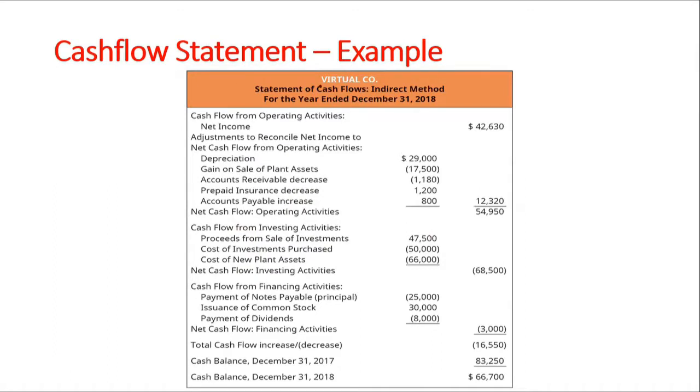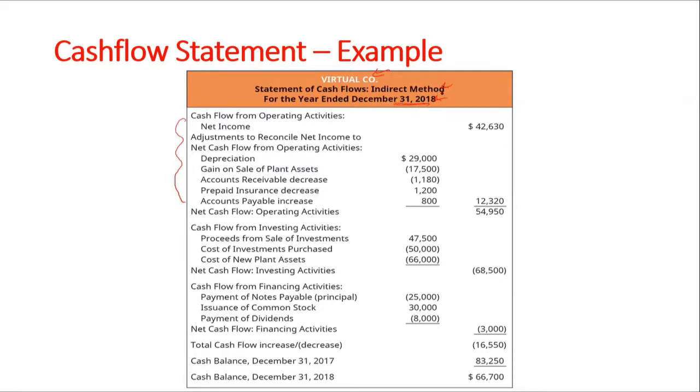So basically you would start with the name of the company. So Virtual Co is the name of the company. Then you have a title here, statement of cash flows using indirect method, because they have used indirect method here for the operating activities section, right? And then you have for the year ended 31st December. So this is for the year ended 31st December 2018, right?